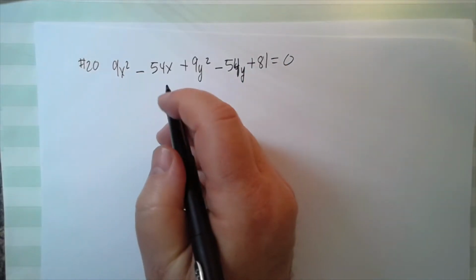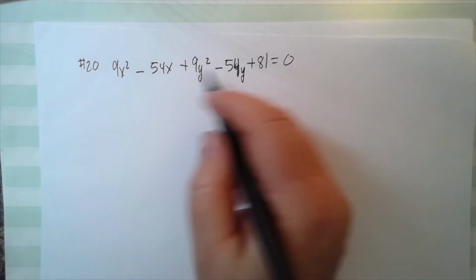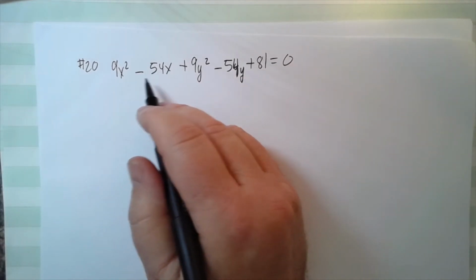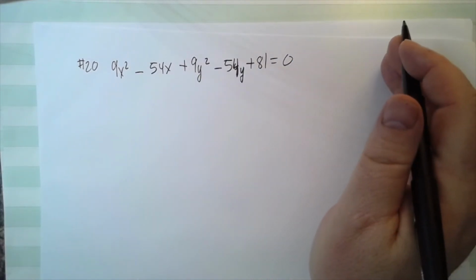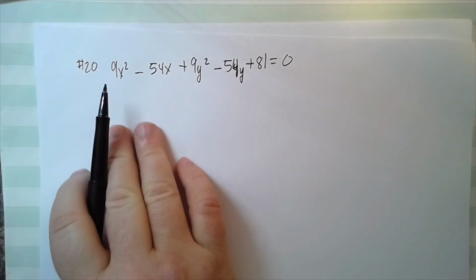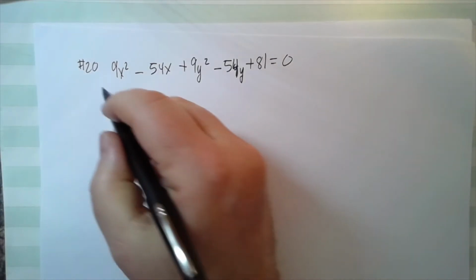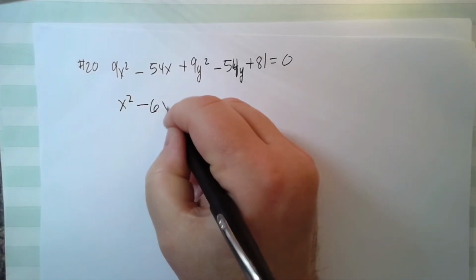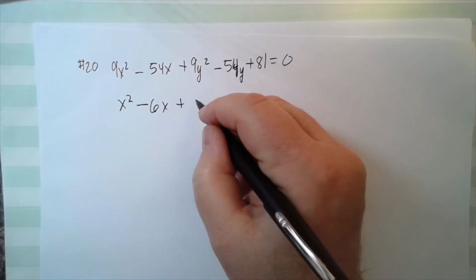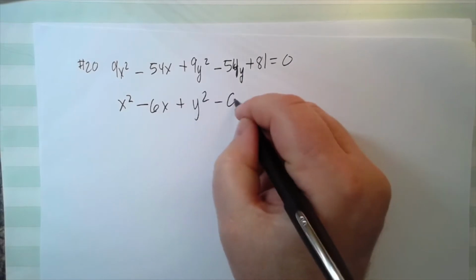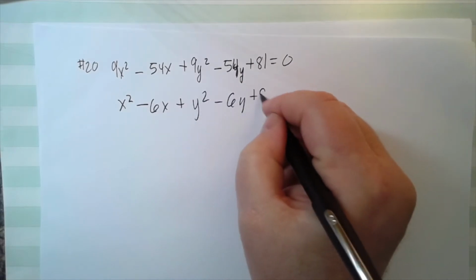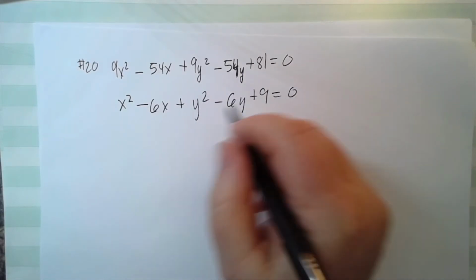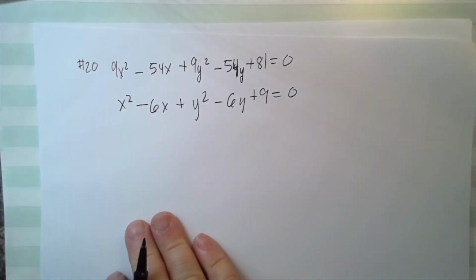Alright, now to complete the squares, I'm going to have to factor the 9 out. Or I could just divide everything by 9, since they are all divisible by 9, right? So if I divide everything by 9, I'm going to get x squared minus 6x plus y squared minus 6y plus 9 equals 0.